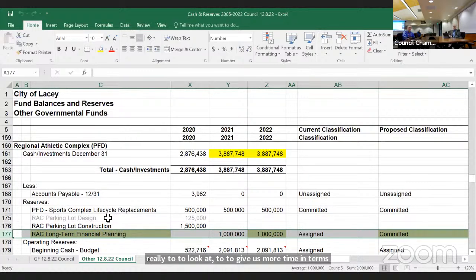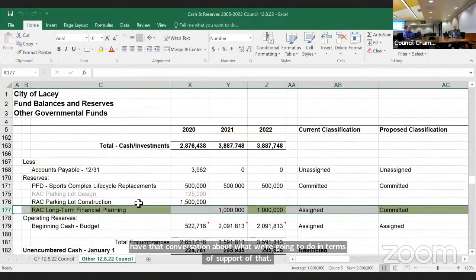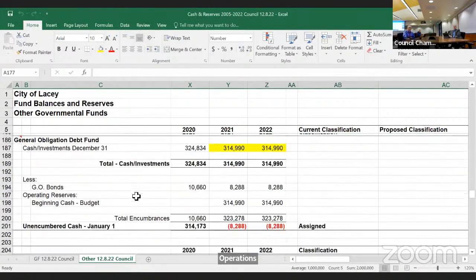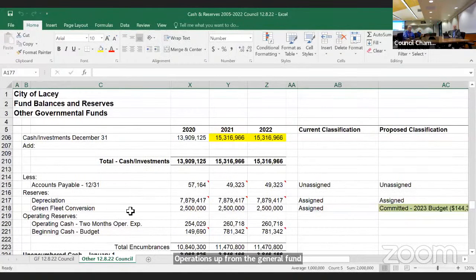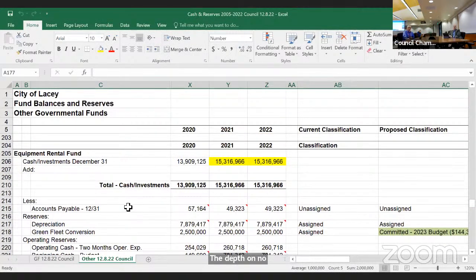This is a park that, as we've discussed in the past, is a community park, so we really need to have that conversation about what we're going to do in terms of support of that operations from the general fund. The debt fund, no change. Within our equipment rental fund, this is our fleet fund.